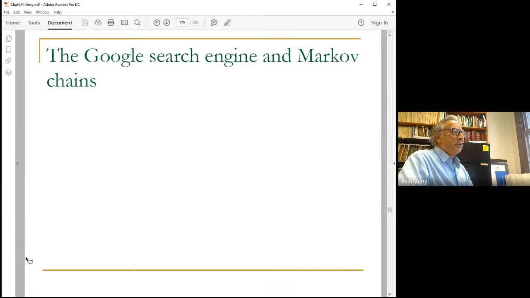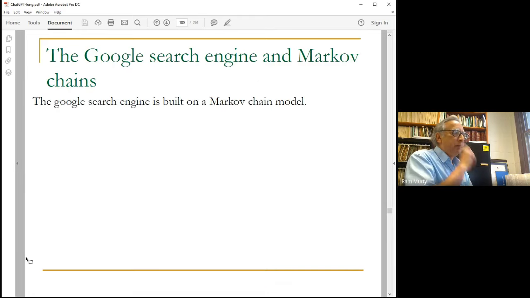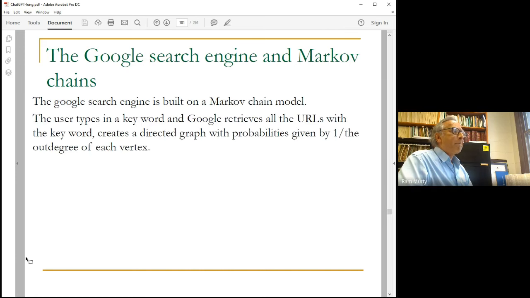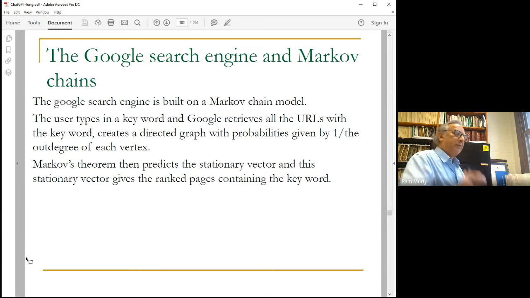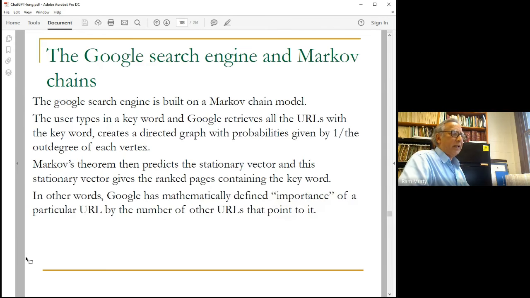So, the Google search engine and Markov chains. The Google search engine is built on the Markov chain model. You type a keyword, and Google retrieves all the URLs with the keyword and creates a directed graph with the transition probabilities given by 1 over the out degree of each vertex. Markov's theorem then predicts a stationary vector, and that stationary vector corresponds to the ranking of all the pages, giving the important pages first, and so on and so forth.